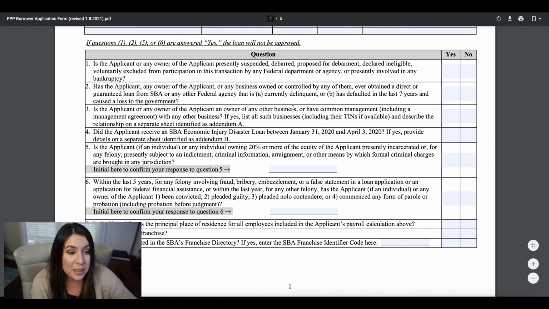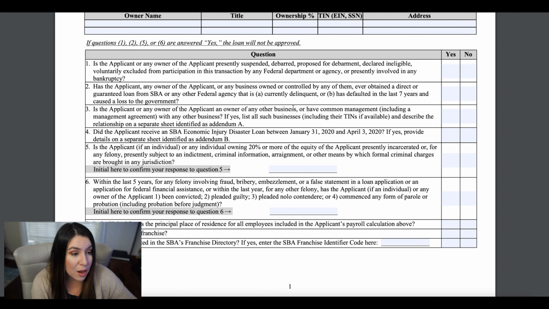Has the applicant, any owner of the applicant, or any business owned or controlled by any of them ever obtained a direct or guaranteed loan from the SBA or other federal agency and is A, currently delinquent, or B, has defaulted within the last 7 years? So either yes or no.